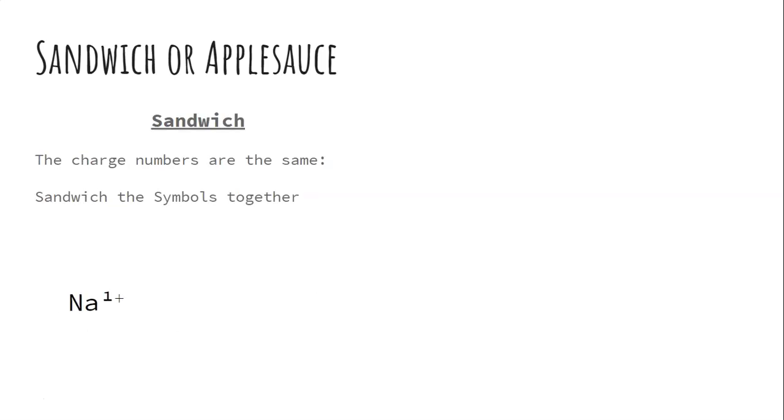So I have sodium, which has a 1 plus. I have chlorine, which has a 1 minus, because remember, chlorine has 7, so to get happy, it takes on 1 electron. So I just sandwich them together with sodium chloride.